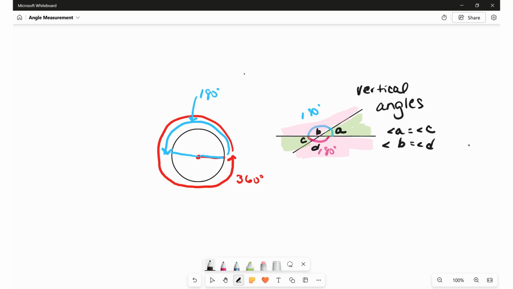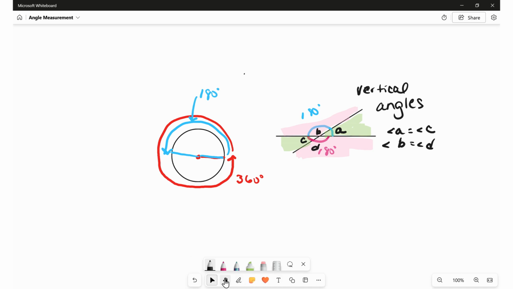So when we take and split this up, we can say that these vertical angles, so the angles that kind of form a V when you've got them put together, the measures of those vertical angles are the same. All right.